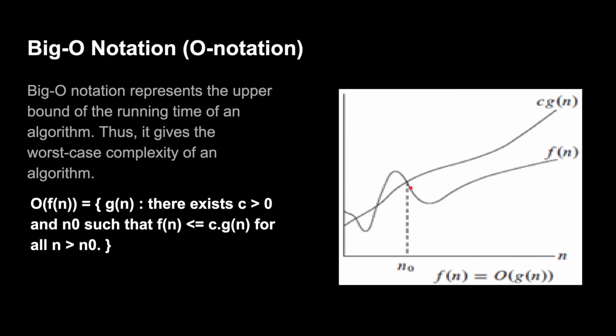For all the n values on the x-axis, for all the n values which are greater than n naught, this n naught point over here, this condition is satisfied, that is f of n is less than or equal to c into g of n, where c is a constant and c should be greater than 0. That is our big O notation.